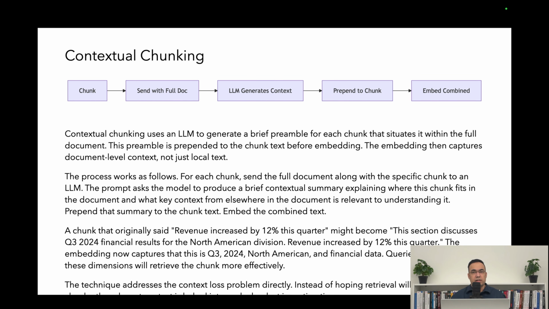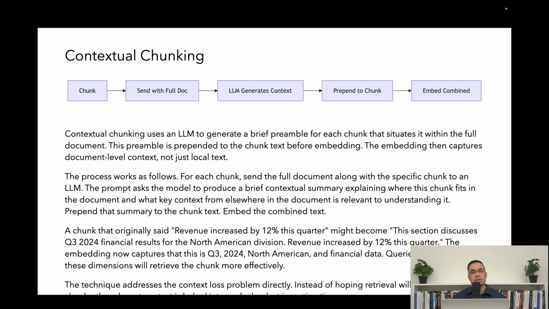Now let's talk about contextual chunking, an approach that uses an LLM to add document level context to each chunk before embedding. The core idea is pretty straightforward. For each chunk, we use an LLM to generate a brief preamble that situates the chunk within the full document. We prepend this preamble to the chunk text before embedding. The embedding then captures the document level context, not just the local text.